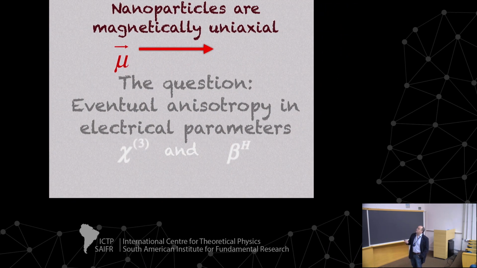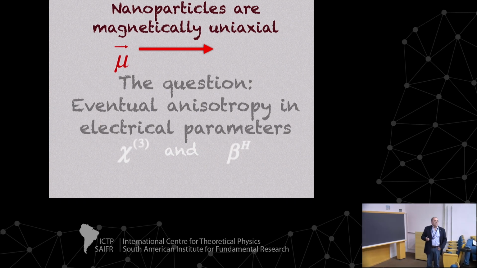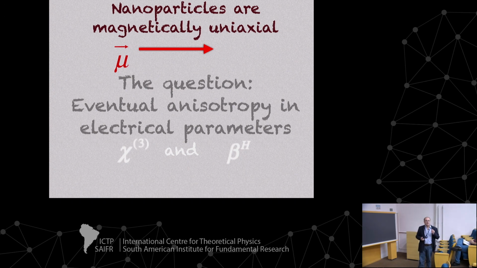And the question that we have to answer today is mainly if we have an eventual anisotropy in the electrical properties of these nanofluids, especially some bulk properties like the third order electrical susceptibility and the hyperpolarizability. This is a bulk property of the medium. This is essentially due to the particle itself. So we will compare what is the anisotropy of these electrical properties from the level of nanoparticles until the level of millimeters, which is the bulk material.